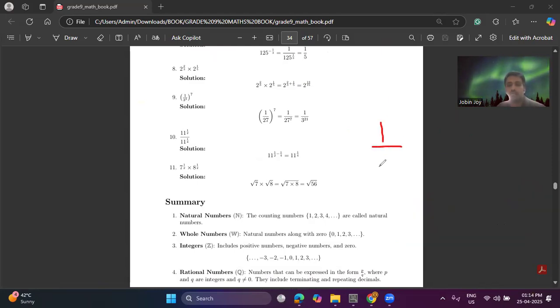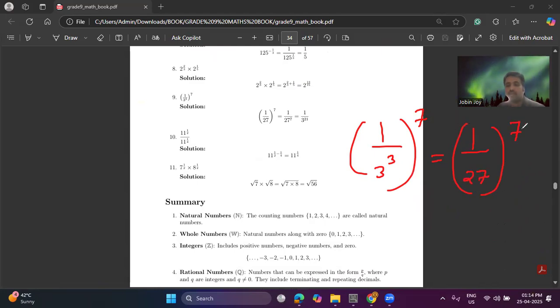Then next is 1 by 3 raised to 3, the whole raised to 7. What is 3 raised to 3? 3 into 3, 9, 9 into 3, 27. So 1 by 27, the whole raised to 7.